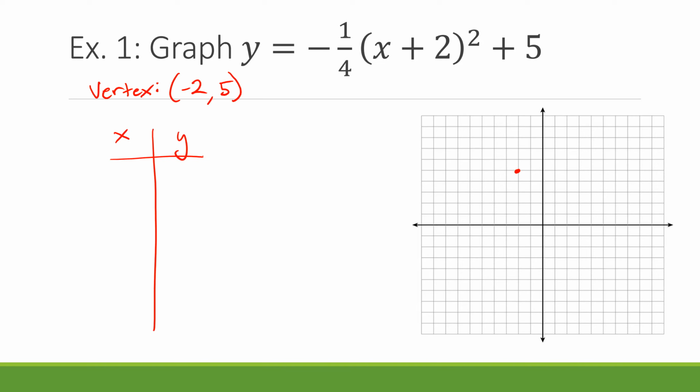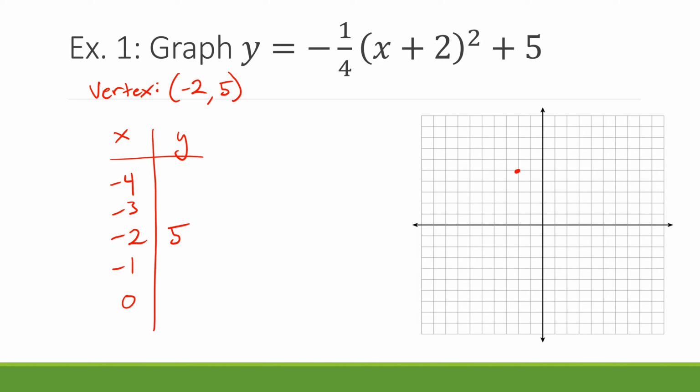So I have my x y chart. I want to put the vertex in the middle. We already know it's negative 2, 5. Let's pick some x's to the left. Let's pick some x's to the right. And remember, I'm going to be able to use symmetry in this problem.